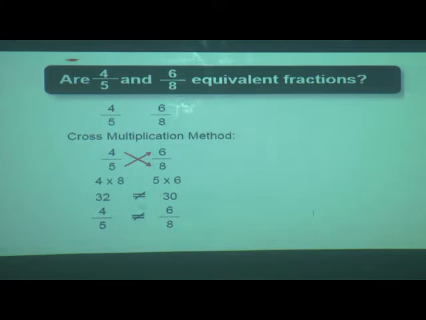The sign is not equal. First write the equal sign and then just cross it, so it is unequal. So 32 is not equal to 30. In short, we can say that 4 upon 5 and 6 upon 8 are not equivalent fractions. Here also you can take your own example and find out whether the fractions you have taken are equivalent or not.